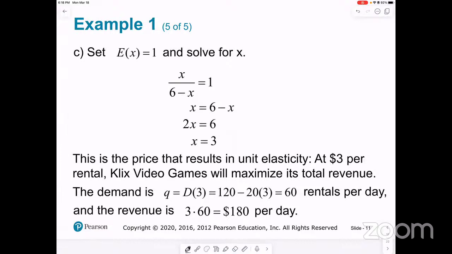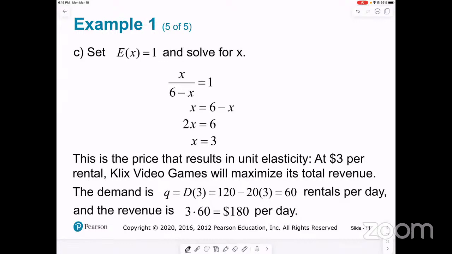And then here it's going to be maximized. So we set the elasticity equal to 1. We got X was 3. So this is the price that results in unit elasticity: $3 per rental will maximize the total revenue. So you plug that into your demand function to get the total revenue of $180 per day. Okay, that's interesting.